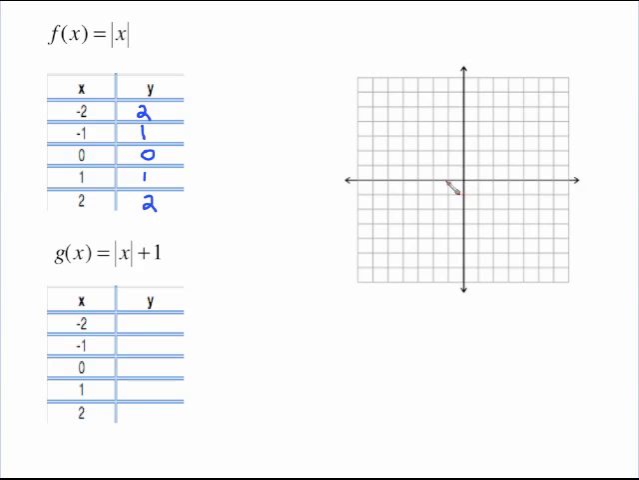So graph these. -2, 2 puts us here. -1, 1 puts us here. 0, 0. 1, 1, 2, 2. And what we get for absolute value is a V. Think about absolute value, V for value. Anytime you are graphing absolute value, you'll get some sort of V.